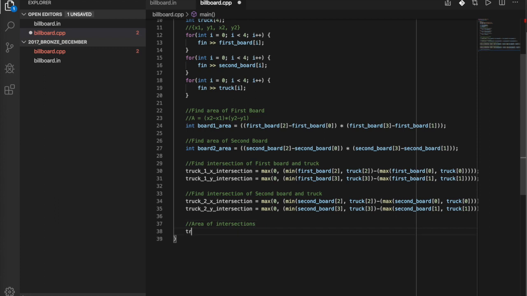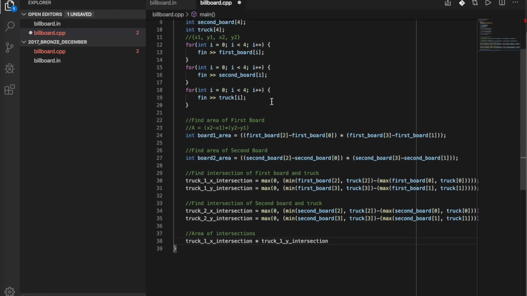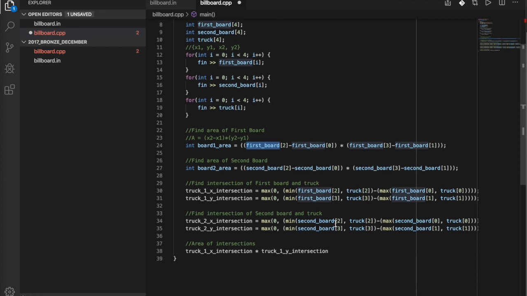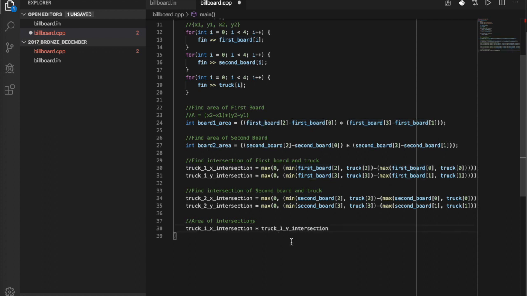For the area of the two intersections, we can say truck 1 x intersection times this part here, the x times the y, right? It's the same thing as the area right here. Same method that we use for the area. So let's make sure. Yes, that's it. Okay, so area of intersections is that.